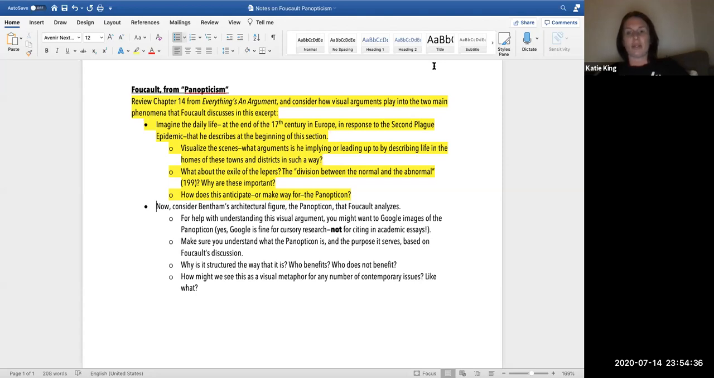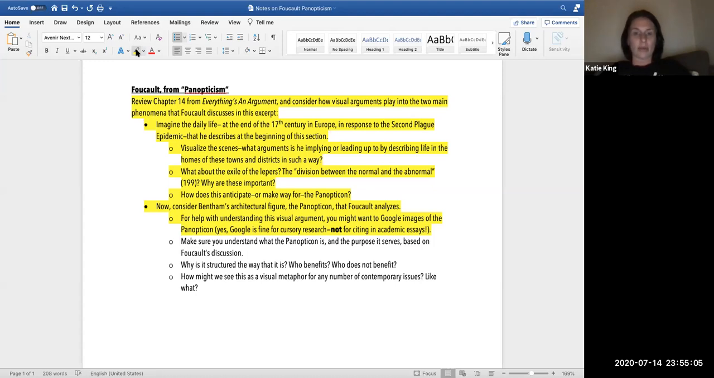There are a few images that I put in the PDF that you'll want to look at. They're black and white, so if they're a little difficult to see, oh my gosh, I can't believe I'm saying this, but yes, you can Google panopticon images. It'll give you an idea of what Foucault describes, a visual rendering of what he describes, right?